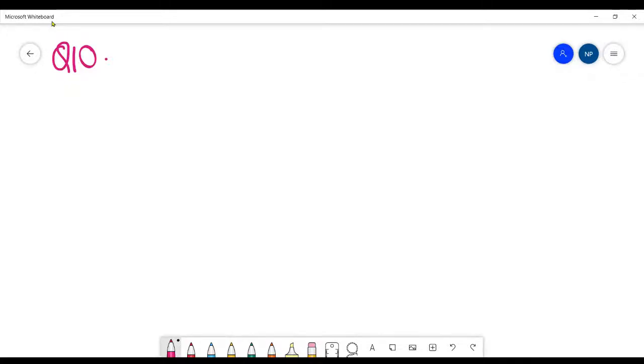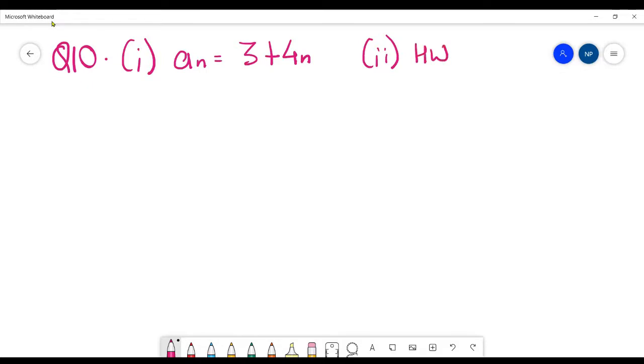Today during the live class, children, we stopped at question number 9. I'm going to continue here from question number 10. Show that A1, A2 and AN and so on form an AP where AN is defined as below. The first case is defined as AN equals 3 plus 4N. Also, we need to find the sum of the first 15 terms in each case. I'm going to show you the first one and the second part will be your homework.